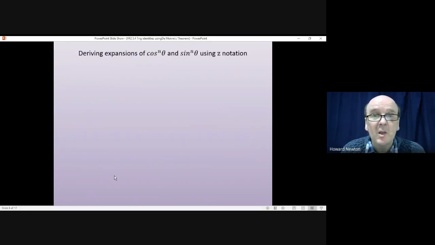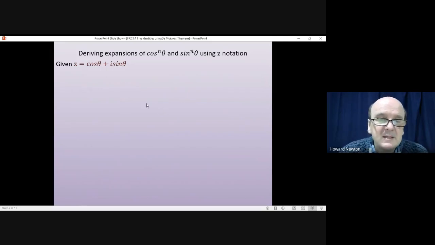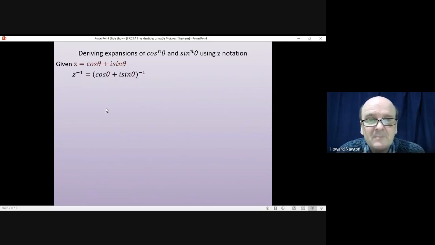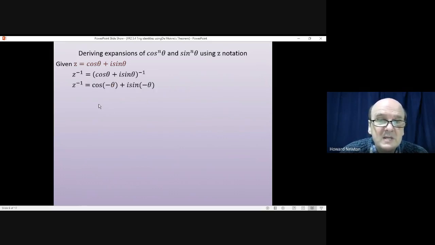Okay, what we'll look at now is how you derive expansions, not of multiples of theta, but powers of cos or powers of sine, using what's called Z notation. And we let Z equal cos theta plus i sine theta. That means Z to the power of minus 1 is that to the power of minus 1. Using de Moivre's theorem, that gives us Z to the minus 1 is cos minus theta plus i sine minus theta. Then using a trick that we've used several times before, we can change these minus thetas to plus theta.